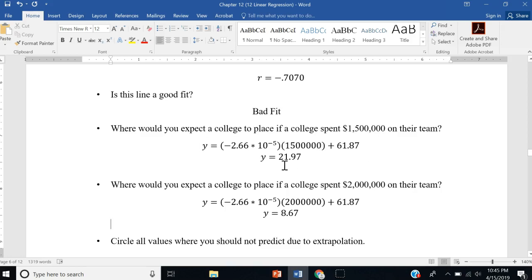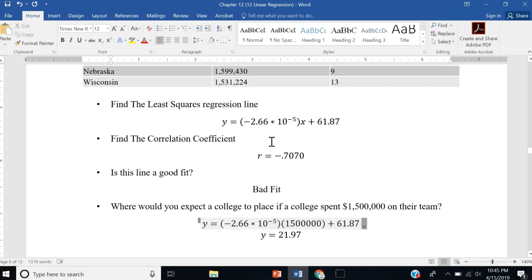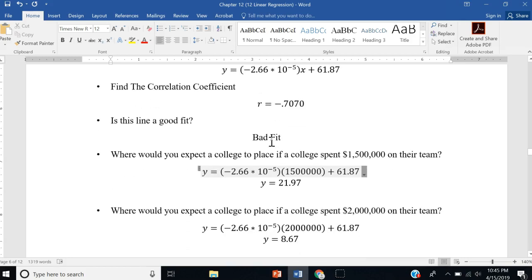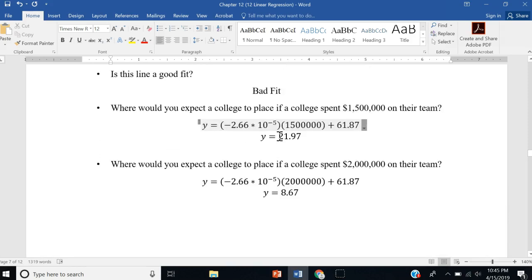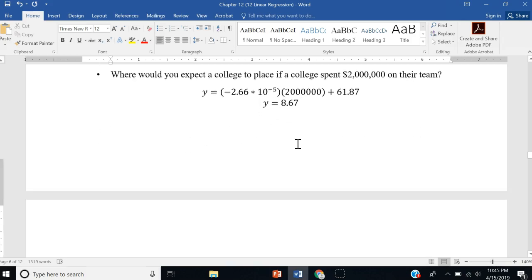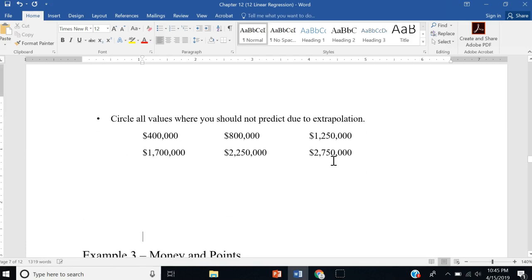Now, again, normally in real life, you wouldn't want to predict if we had a bad fit, if our data was not a good fit. But again, if you come across a question like this on the test, or anything like this on the homework, then go ahead and do your predictions, round to a couple of decimal places, and we'll be good to go. All right. Now the last question says circle all values where you should not predict due to extrapolation.